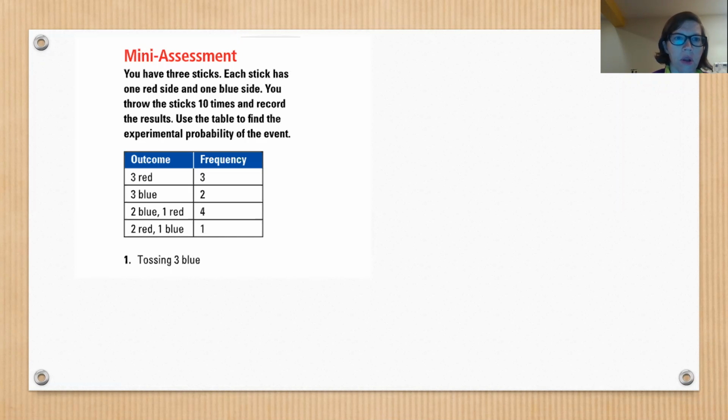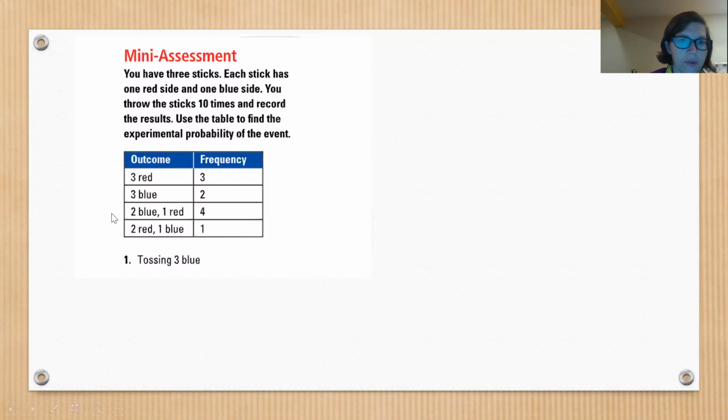All right, so you have 3 sticks. Each stick has 1 red side and 1 blue side. You throw the sticks 10 times and record the results. Use the table to find the experimental probability of the event.